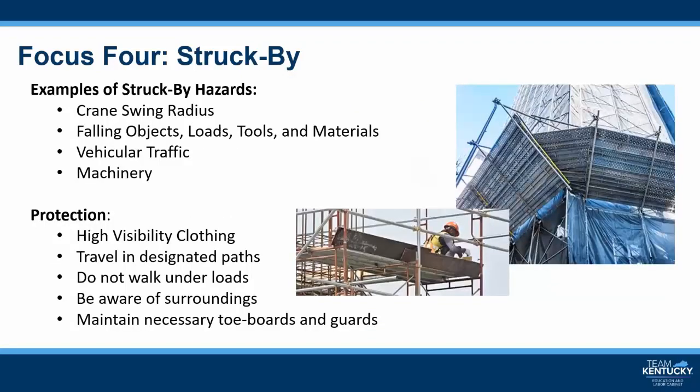Now, when we think of someone being struck by something on a construction site, we normally think of vehicles and heavy equipment. While this is not wrong, there are a few other circumstances where struck-by hazards are present. Not only can a worker be struck by a vehicle or equipment running into them, there are also components of a vehicle that can strike a worker as well. For example, the swing radius on a crane or an excavator.